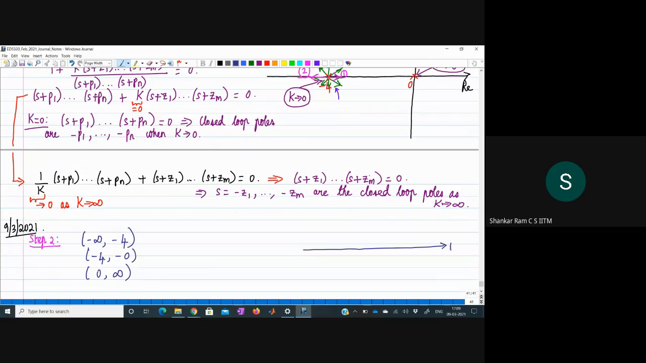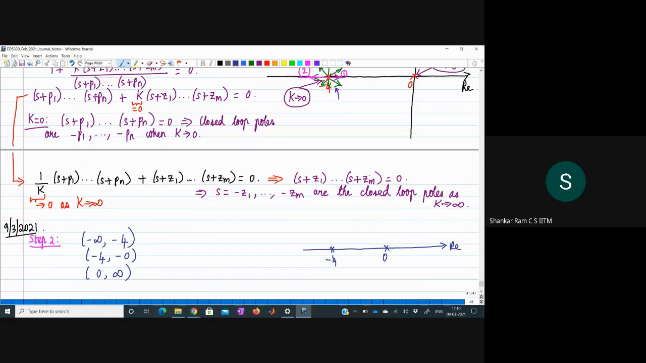Let me draw the real axis alone here. If we consider only the real axis, we know that there are open loop poles at minus 4 and 0. Minus infinity to minus 4 is one region, minus 4 to 0 is another region, and 0 to plus infinity is another region. Now the question becomes, which of these regions lie on the root locus? To answer that question, we are going to ask ourselves how the angle condition is satisfied.